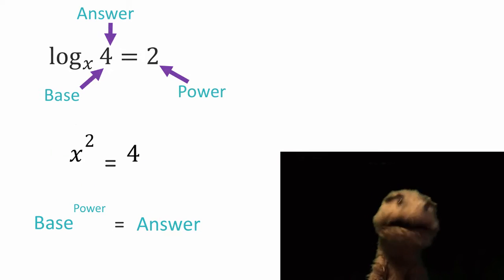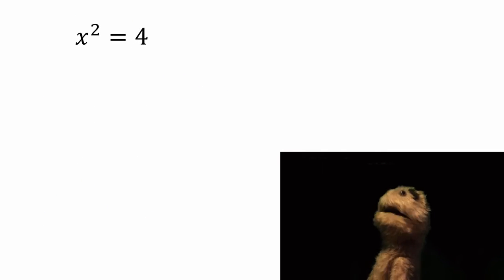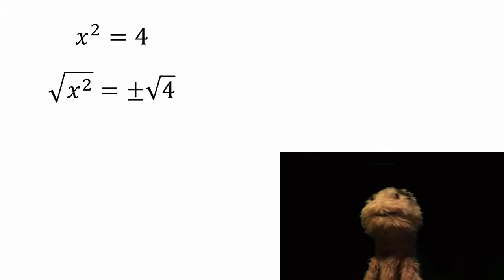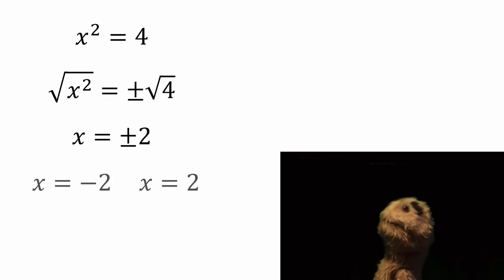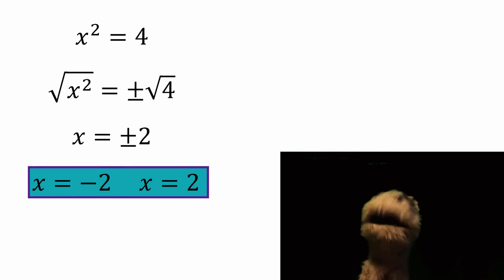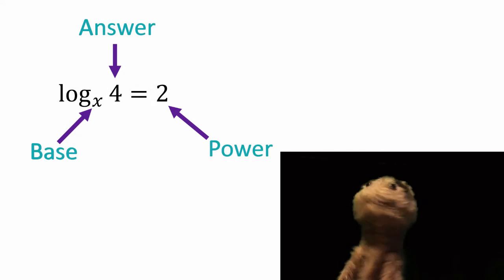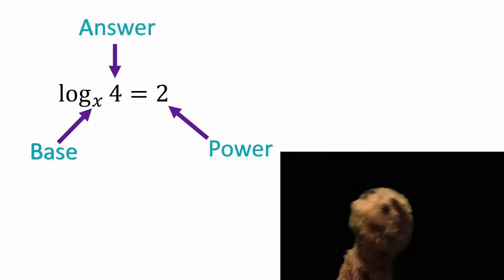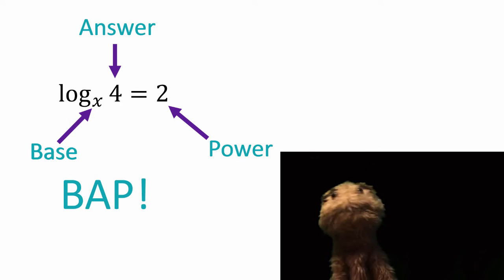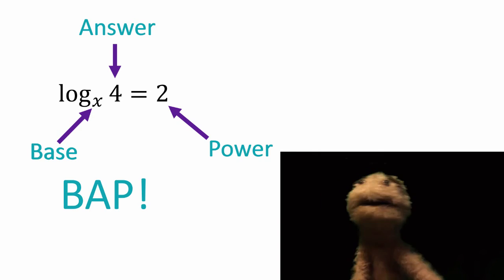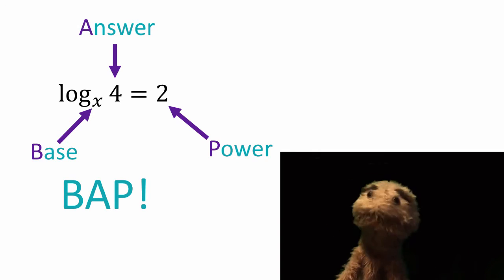So what do you have to raise x to get 4? If you find the square root of both sides, you get rid of the square on the x term, and the square root of 4 is just positive or negative 2. So those are your 2 answers to this equation. Isn't that cool? I like to call this method the BAP method, because that is the acronym for base, answer, and power. B-A-P, BAP. So, if you see a logarithm, all you gotta do is BAP it.